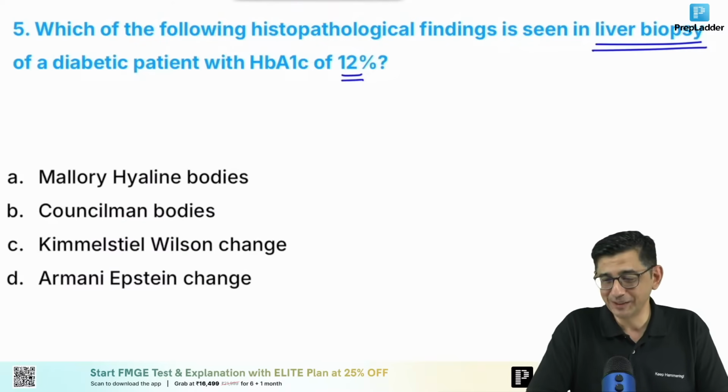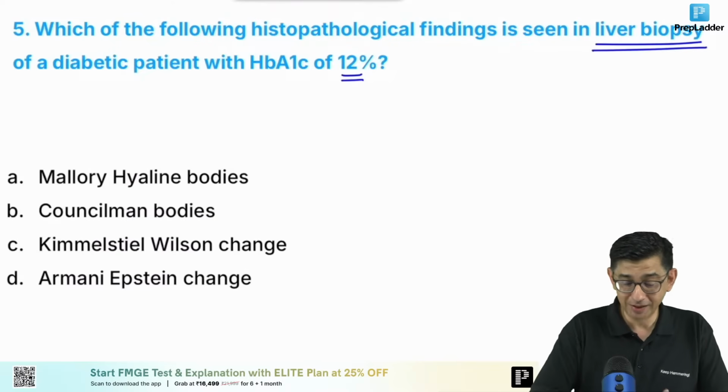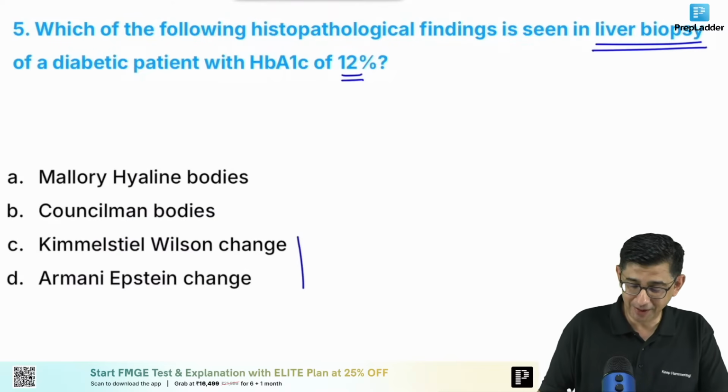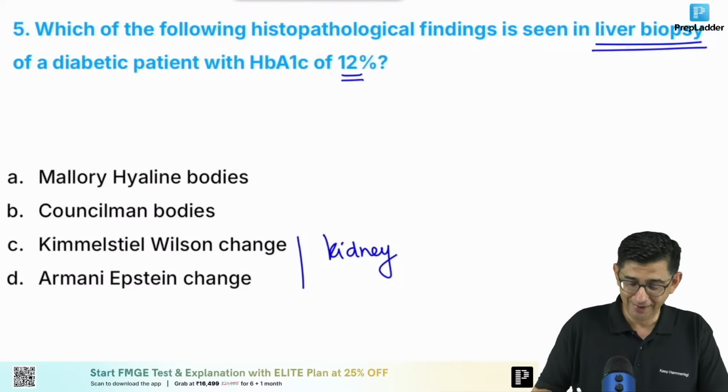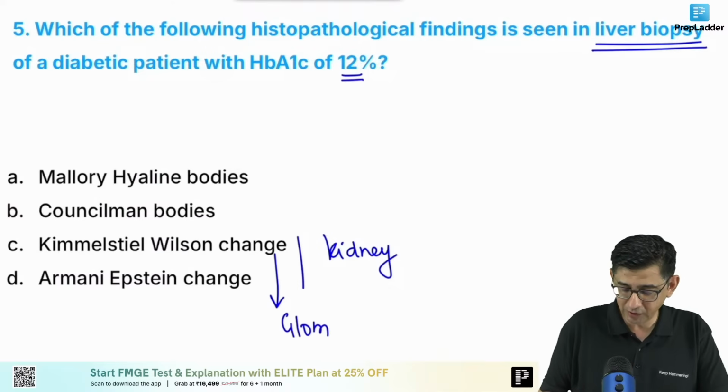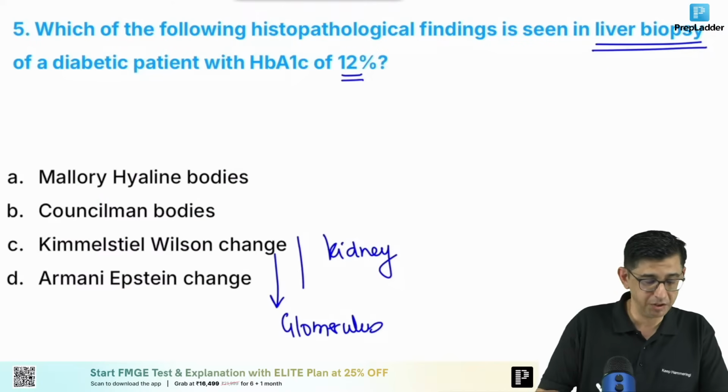Yes, guys. Kimmelstein-Wilson change and Armani-Epstein change are two changes that are seen in the kidney. The question is on the liver biopsy finding. Kimmelstein-Wilson change involves the glomerulus of the patient, and Armani-Epstein change involves the tubules of the patient.